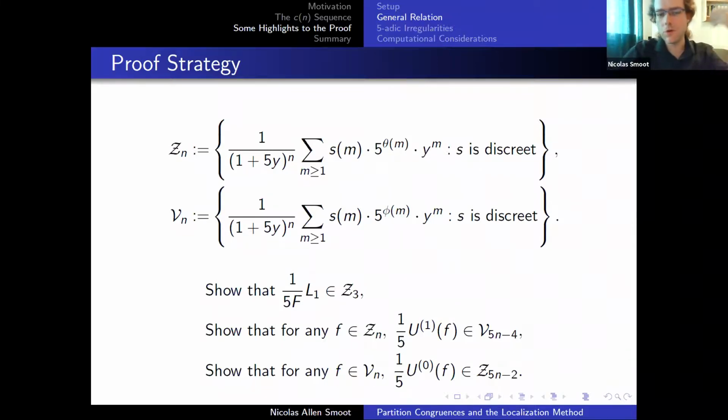So the idea is I want to show that 1 over 5 F L1 is in Z3. Then I want to show if I have any F in Zn, then 1 over 5 U1 is going to send it into V5n minus 4. And then for any F in Vn, I divide by 5 and take the U0 operator, it will send me into Z5n minus 2. And I can keep on going. Each time I go, I pick up an extra power of 5. These SMs, I should say, are integers, right? So I pick up an extra power of 5 at each step.